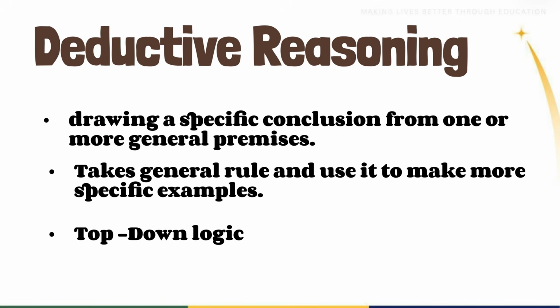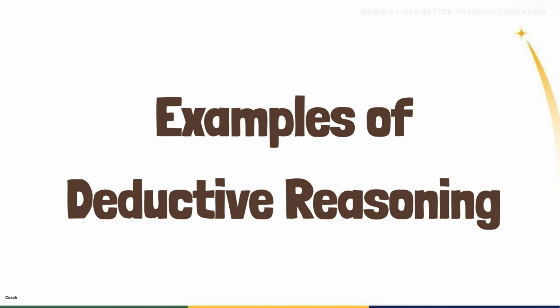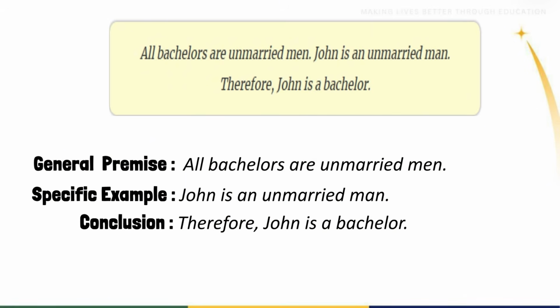Deductive reasoning means starting with a general rule or principle and using it to reach a specific conclusion. Again, general rule to a specific conclusion. We begin with something that is generally true and then we apply it to a particular situation. This is also called top-down logic because we move from a general idea down to a specific example. Here is an example of deductive reasoning. As we look at this example, again, remember our pattern: general to specific. You start with the general rule and then apply it to a particular case.